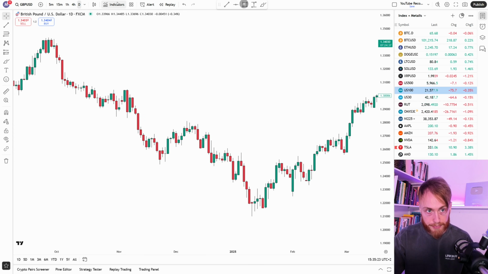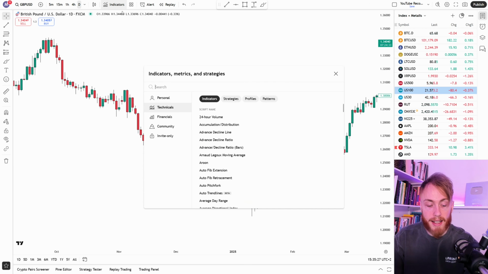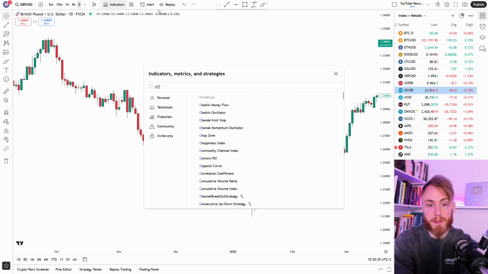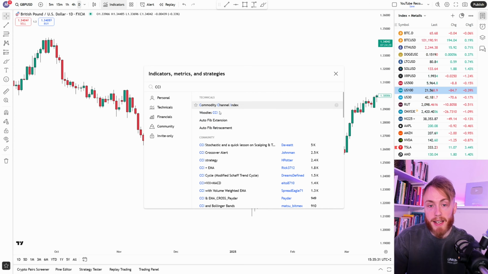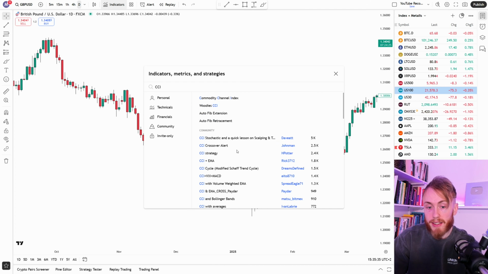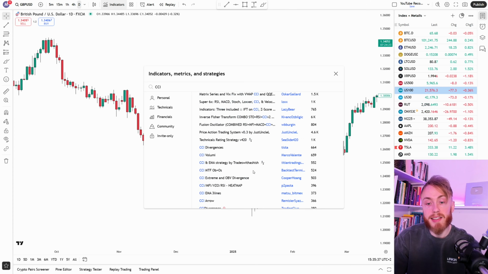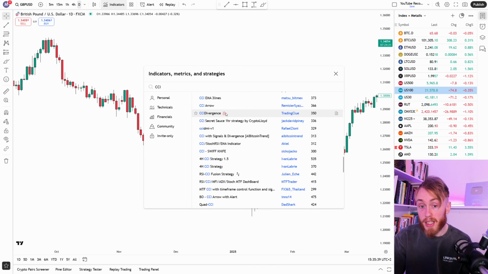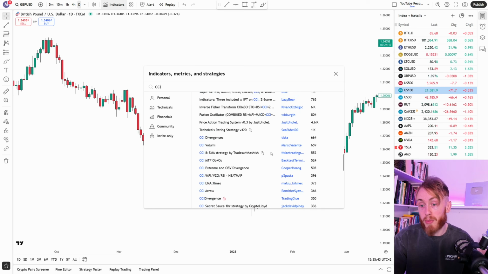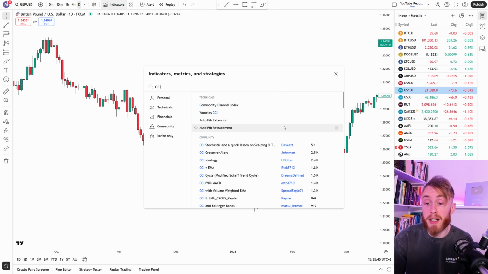And to do this, I want to go up here to the indicators tab, and I think it's enough to just search for CCI. And you can see that here on the top we have the built-in Commodity Channel Index, and we also have many CCI indicators that are actually built by the TradingView community. Some of these are locked, but most of these I do think are available on the TradingView free version.